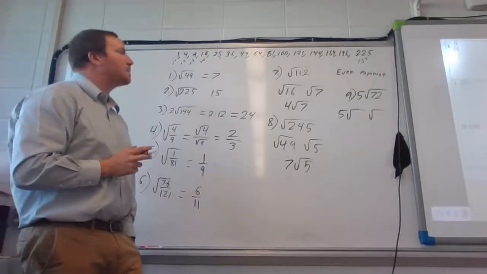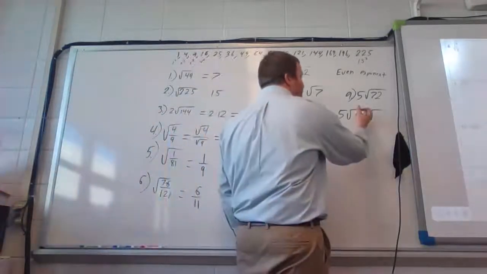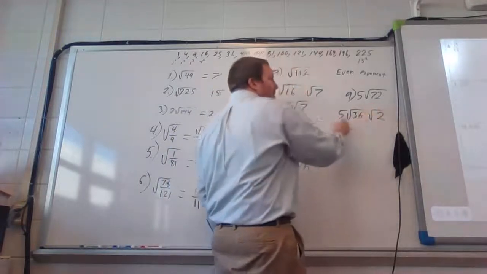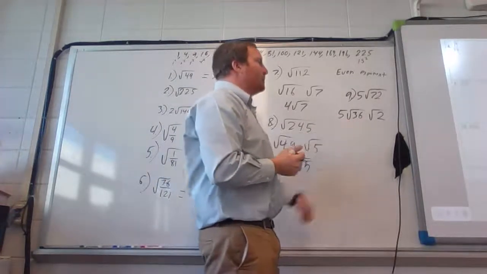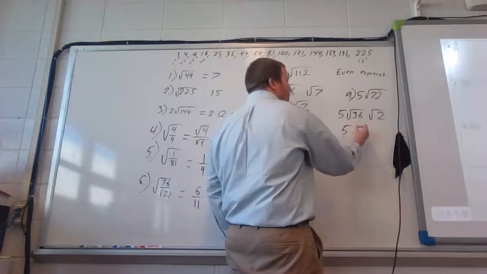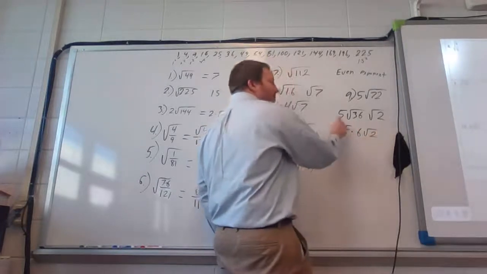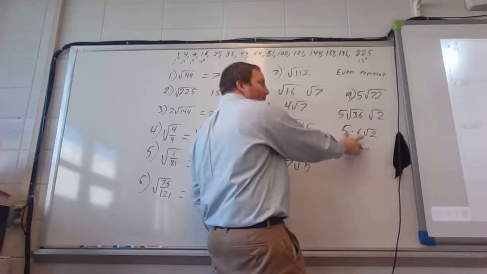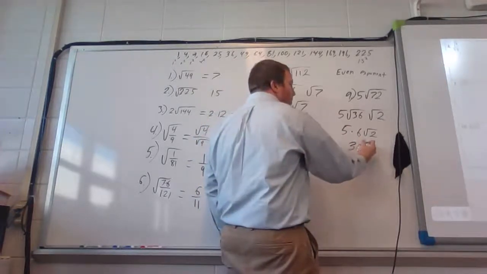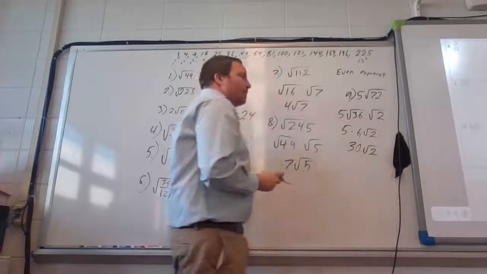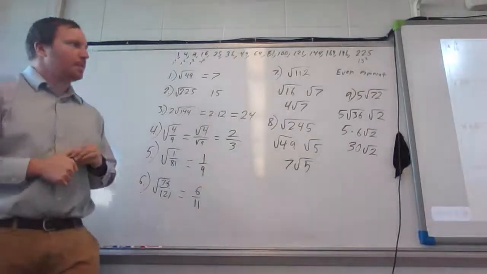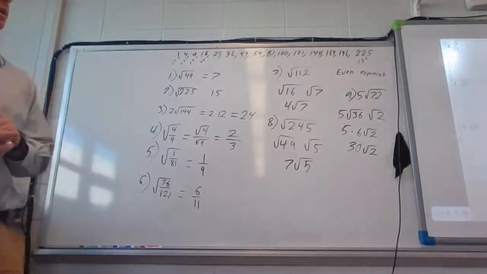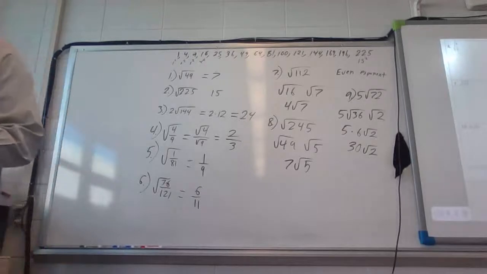No, it's 36, 2 and 36. So 36 times 2 gets us 72. And then what we want to do is square root of 36, that's 6. And that 5 that was out front is now going to be multiplied by that 6. So we have 5 times 6 is 30, square root of 2. Any others we want to do? Okay, so that's how we do our numbers.